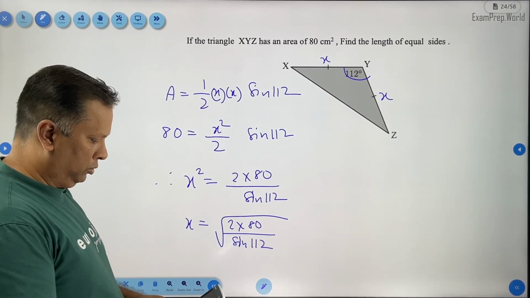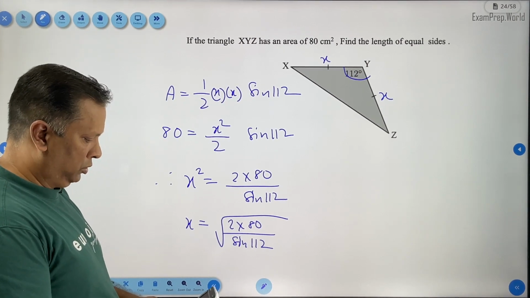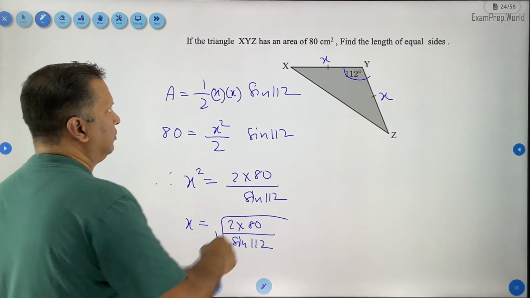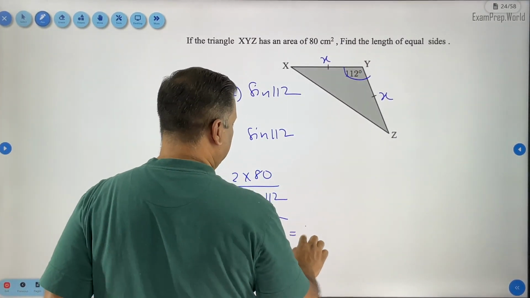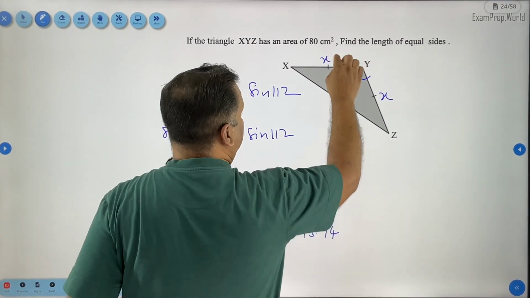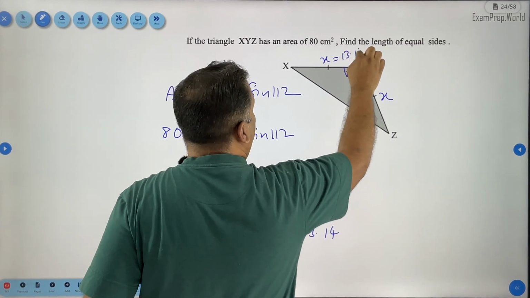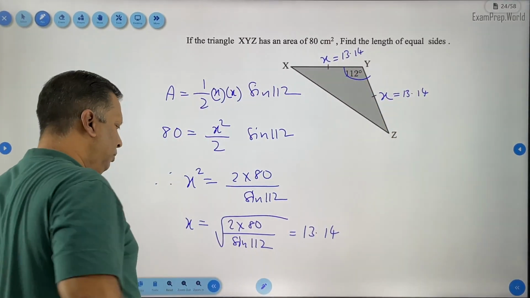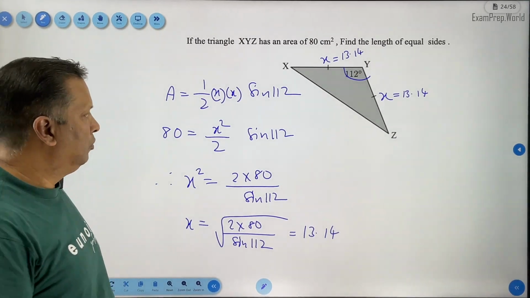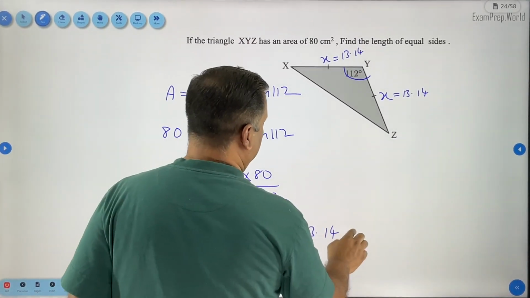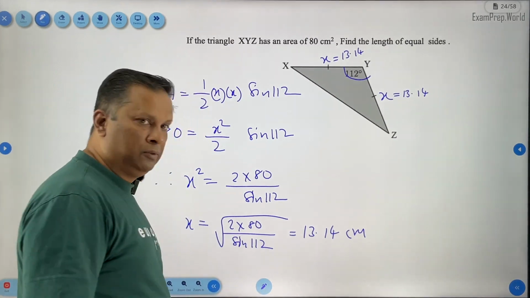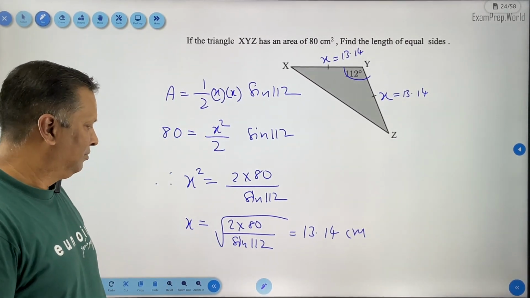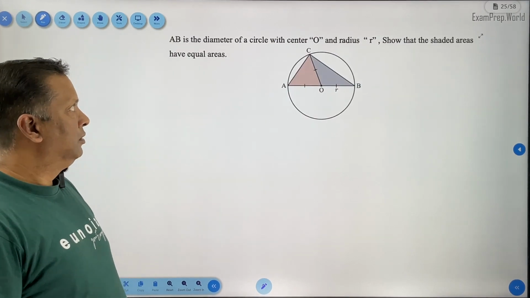2 times 80 divided by sine 112, 13.14. So each of the sides is 13.14 and this is also 13.14. Then only area will be 80 centimeters square. Centimeters, right? It is centimeters. Don't forget to write the units, otherwise you will lose a mark for not writing the units. Now this one.